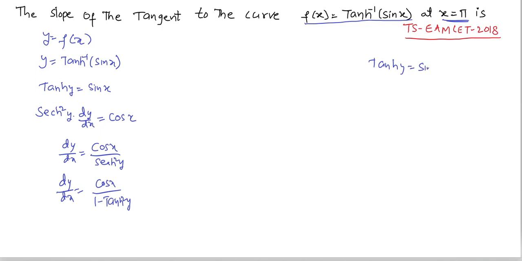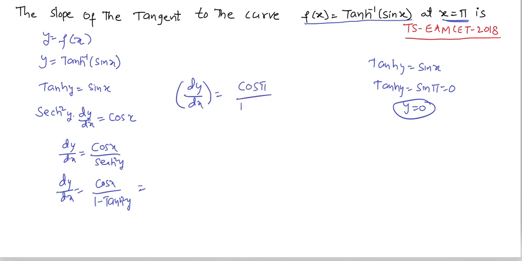Tanh y is equal to sin x. X value at x is equal to pi. Tanh y is equal to sin pi. Sin pi value is 0. From this y is equal to 0. So substituting in this equation, that is dy by dx at x is equal to pi and y is equal to 0 is cos pi by 1 minus tanh square of 0, that is equal to cos pi, minus 1, by 1 minus tanh 0 is 0. Therefore slope is equal to minus 1. This is the slope of the tangent to the curve.